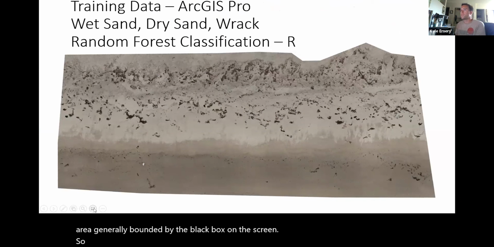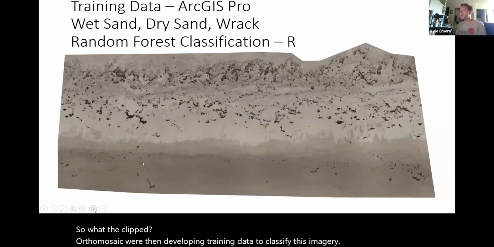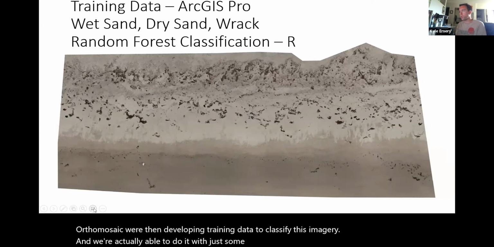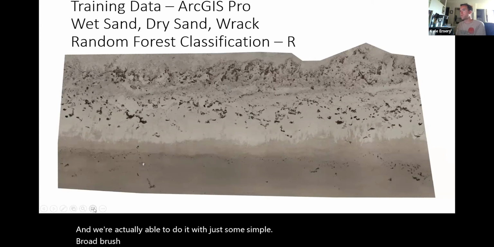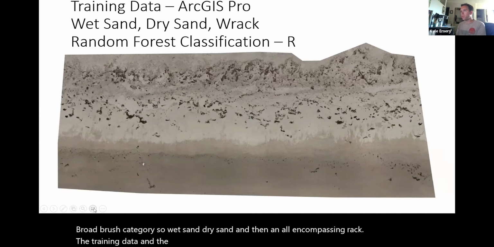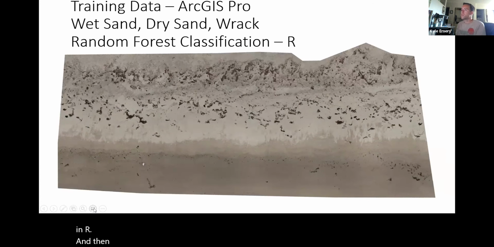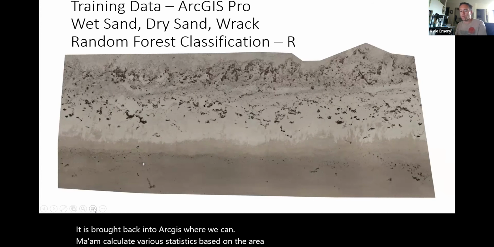So with the clipped orthomosaics, we're then developing training data to classify this imagery. And we're actually able to do it with just some simple broad brush categories. So wet sand, dry sand, and then an all-encompassing rack. The training data and the orthomosaics are then run through a random forest classification in R. And then the output from that is brought back into ArcGIS, where we can calculate various statistics based on the area and cover of kelp rack.